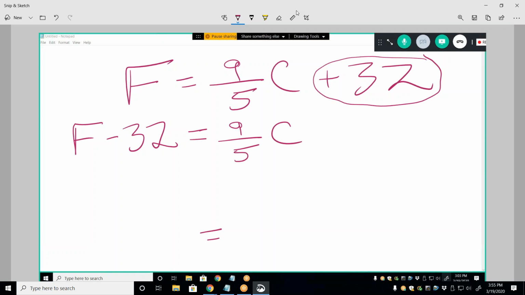Now what? And then you multiply by 5. That'll get rid of that. And now what? You have to get rid of the parentheses. Not yet. Let's get rid of everything next to C. You have to get rid of the 9. And I do that by dividing.